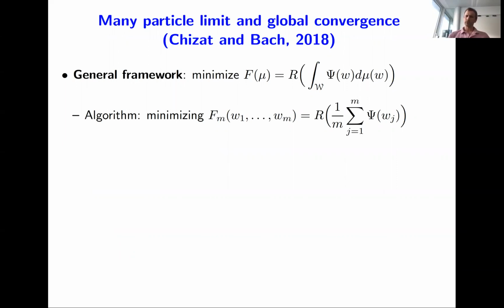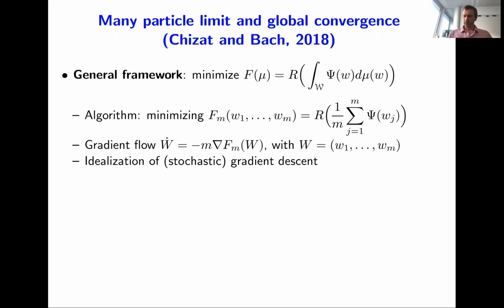So this applies to neural networks, but also to spike deconvolution and other applications. We're going to minimize directly using particles. So we're not going to parameterize it like a Dirac measure. We're going to take the average over the psi of W_j.